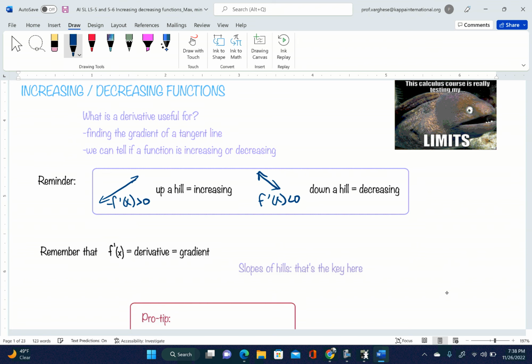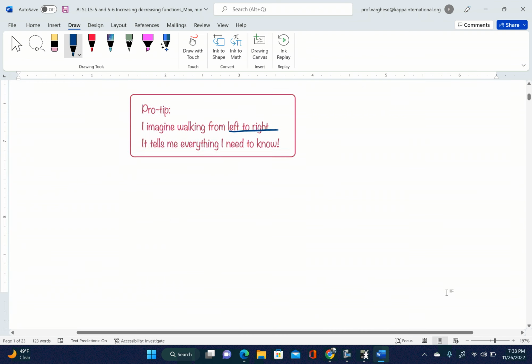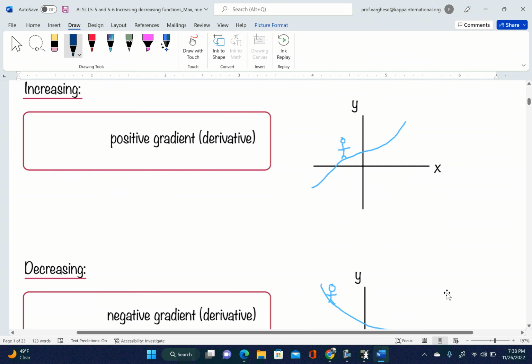Okay. So you find this gradient or the slope of a line, and you can tell if a function is increasing or decreasing. Reminder that derivative is the same thing as slope, which is gradient, which is the same thing as f prime of x. And we always walk from left to right. Okay, and that tells you everything that you need to know.